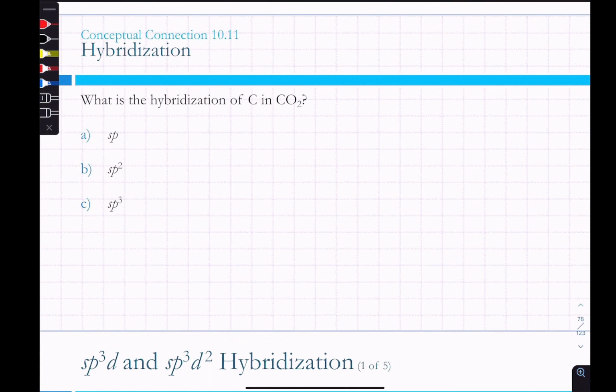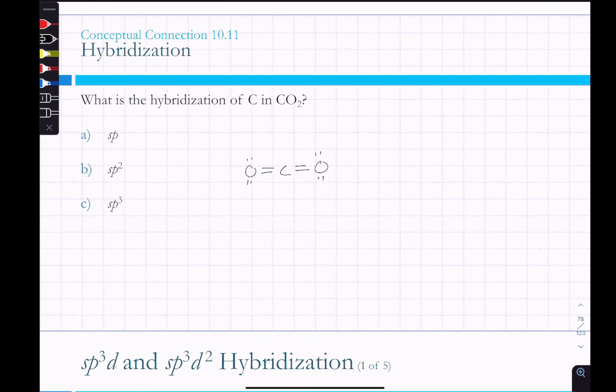All right, so what would the hybridization be of carbon in carbon dioxide? SP2, right? This will be our Lewis structure. How many electron groups are there for carbon? 2. Yeah. So how many orbitals do we hybridize? 2. Then it would be SP.